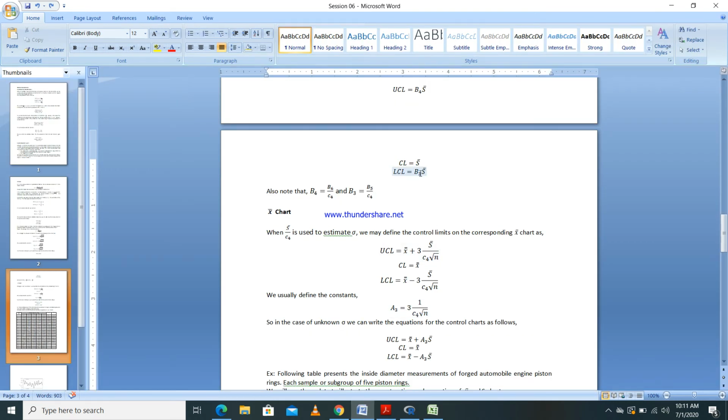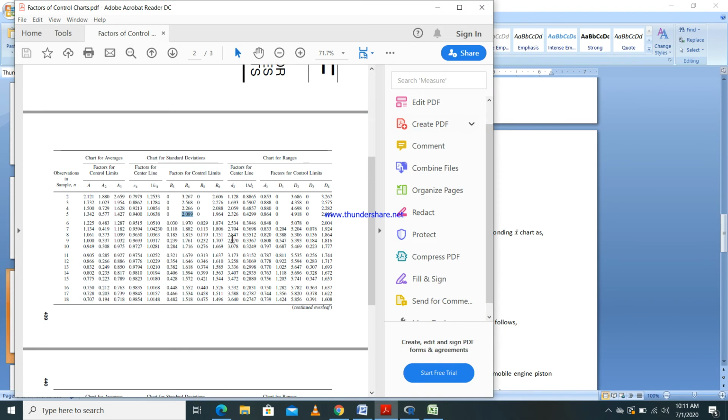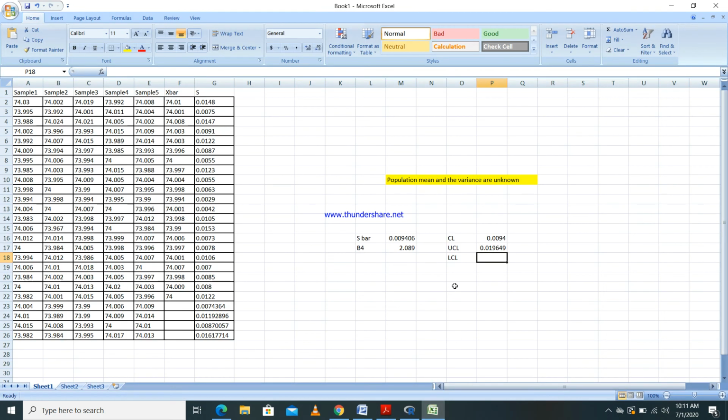Then if you look at the lower control limit, that is B3 times S bar. I'll read the B3 value from the table. When the sample size is 5, B3 is equal to 0. So you can read the B3 value as 0. This is B3. So the lower control limit is B3 times S bar, which is equal to 0. So we have constructed the values for the S chart. Okay. And I'll show the X bar chart control limits as well.